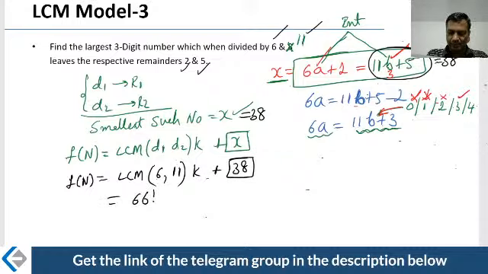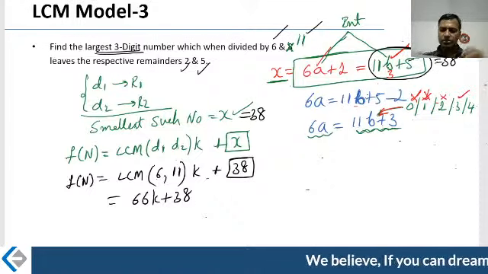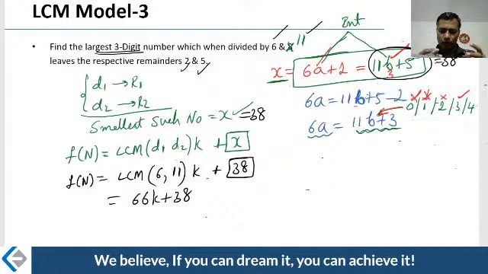Therefore, you would say that it is 6k plus 38. Now, for some suitable value of k, you will get the largest 3-digit number, etc. That's not a concern. So my point is, how do I get this? What is the methodology on this? The methodology is, first you find the smallest such number.